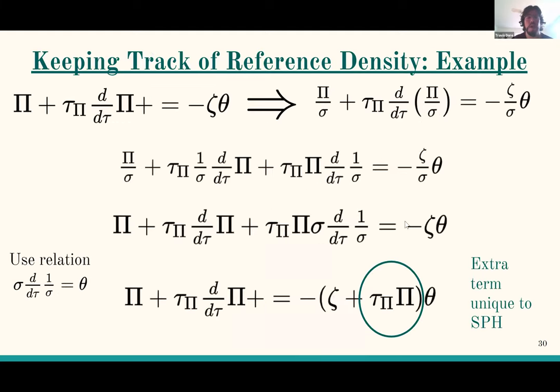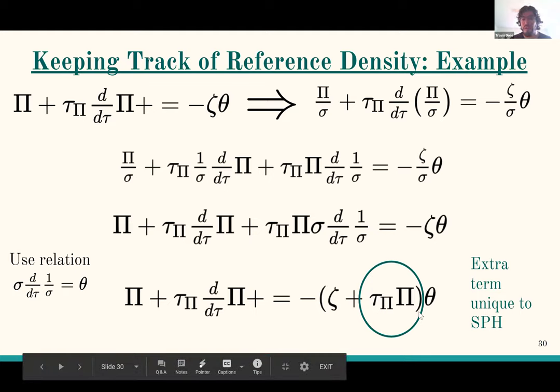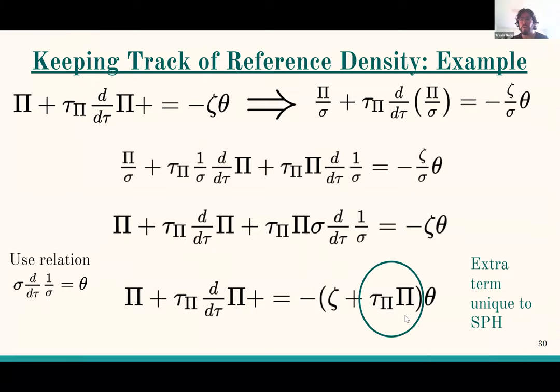All right, that's just in a nutshell. But the important point is that you have to keep track of this reference density. If you take away anything from it, take away that SPH has this reference density, and it's something you have to keep track of. So if I have a simple relaxation type equation for my bulk, for instance, and I do this in an SPH setting, instead of taking a time derivative of just the bulk, I actually have to take the time derivative of the bulk weighted by 1 over sigma, where sigma is the reference density. And that gives you an extra term. This extra term is unique to SPH, and it can be interpreted as a finite size effect for your fluid cell. So it has a very physical interpretation, and there's a sense in which it really should be there.